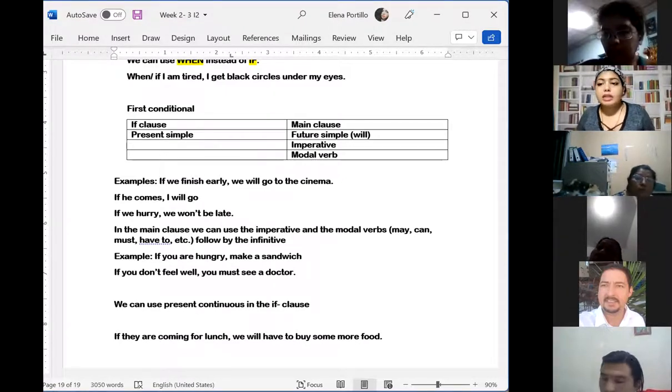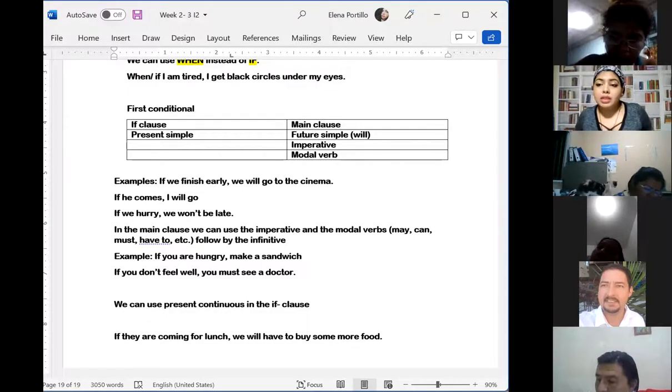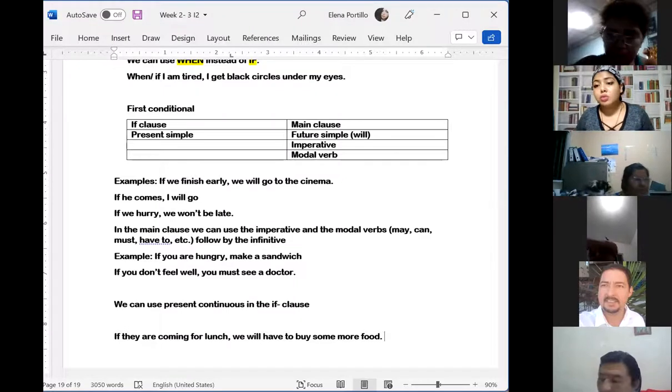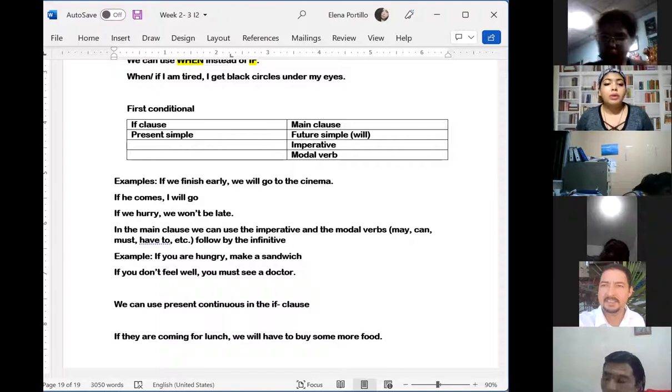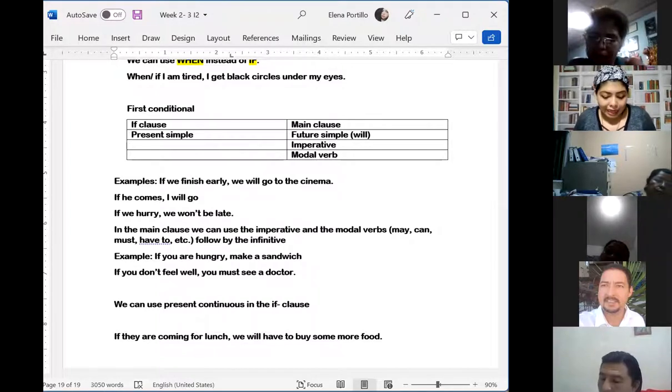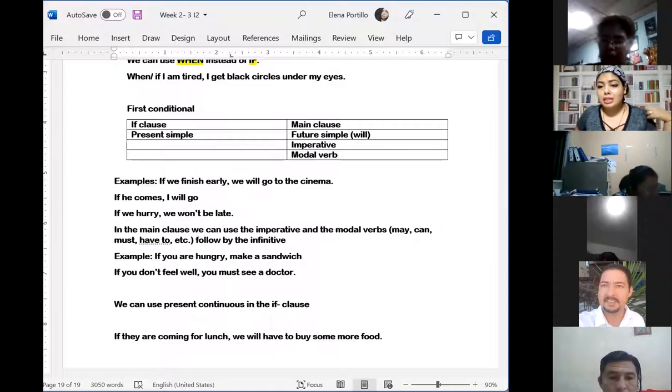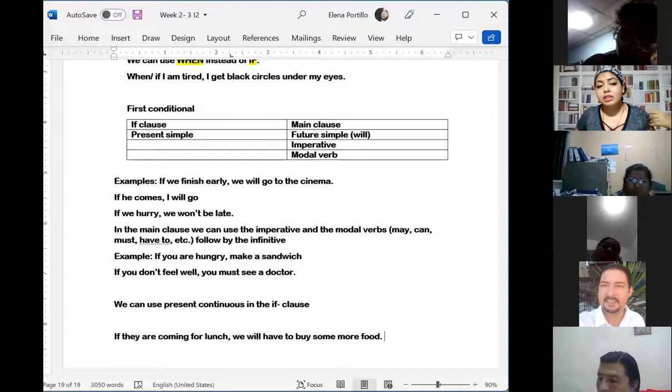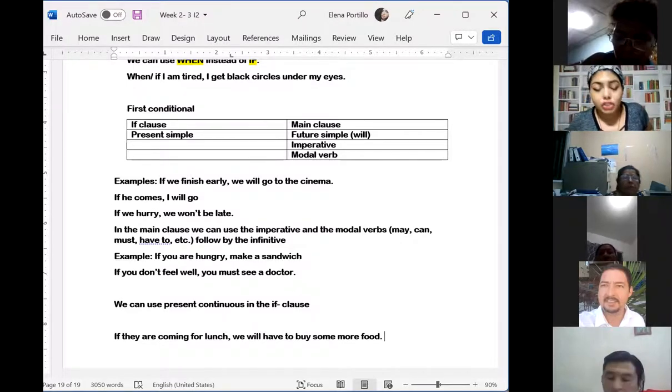If they are coming, in this case, we are not using the simple present. We are using the present continuous because we are using the verbs with ing. So it says, if they are coming for lunch, we will have to buy some more food. Si ellos vienen a comer, tendremos que comprar más comida. So in that case, we are replacing the simple present tense with the present continuous. It's also in present, but in this case, we are using the verb with ing.